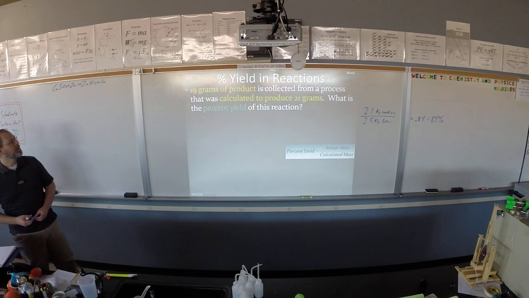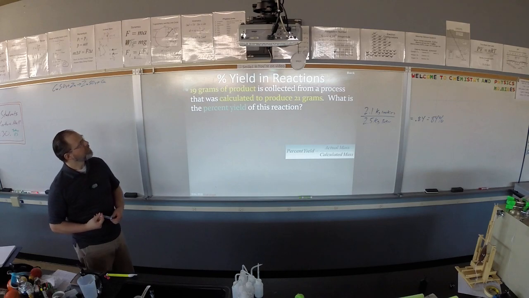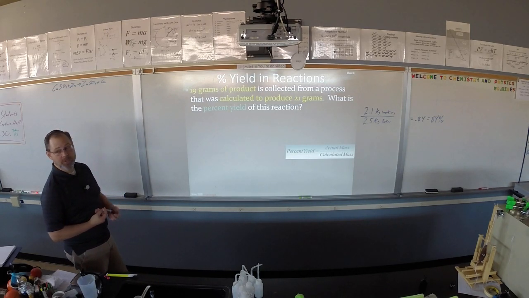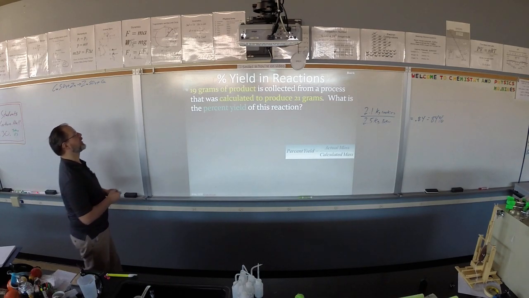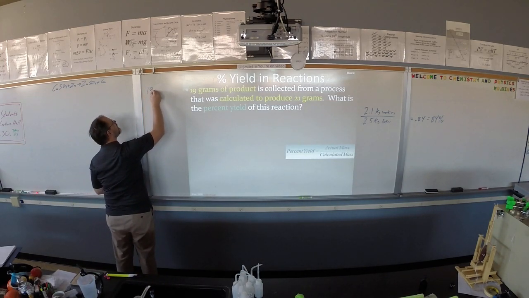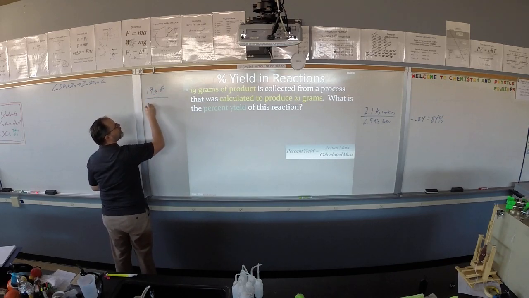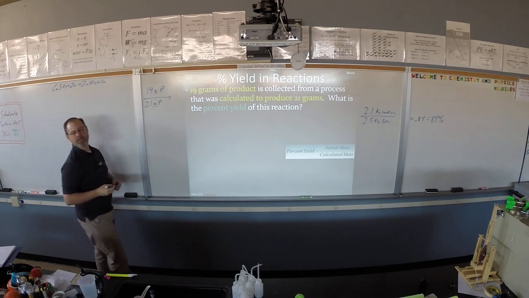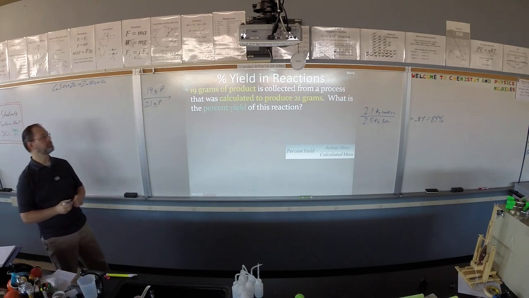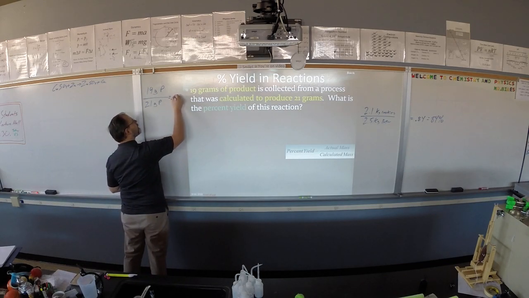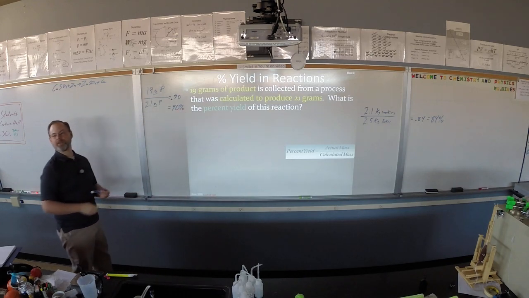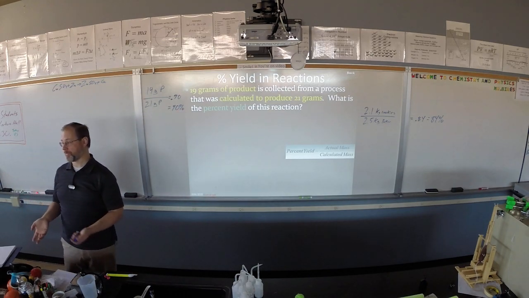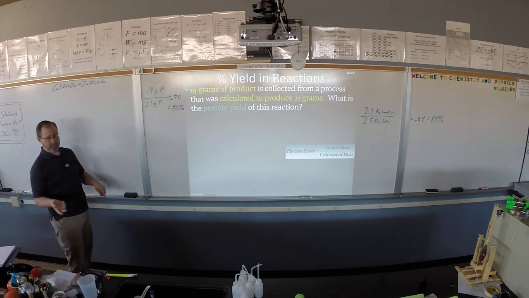Okay, let's do another example. If 19 grams of product is collected from a process calculated to produce 21 grams, what is the percent yield? So if we got 19 grams of P and we calculated we should have gotten 21 grams of P, then what's our percent yield? 90%? So this is going to be 0.90, and we're going to convert that to 90%. So we would say this process has a percent yield of 90%, which in reality is extraordinarily good.